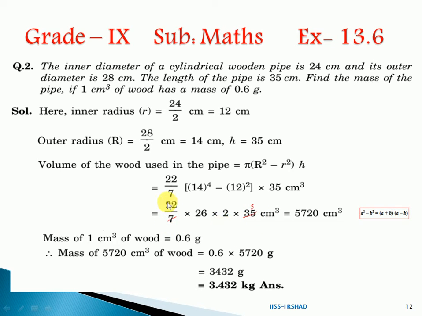It will give you 5. Then you can multiply this 22, 26 and 2 and 5. It will give you 5720 cubic centimeter or centimeter cube. So this is the total volume, but you have to find the mass.